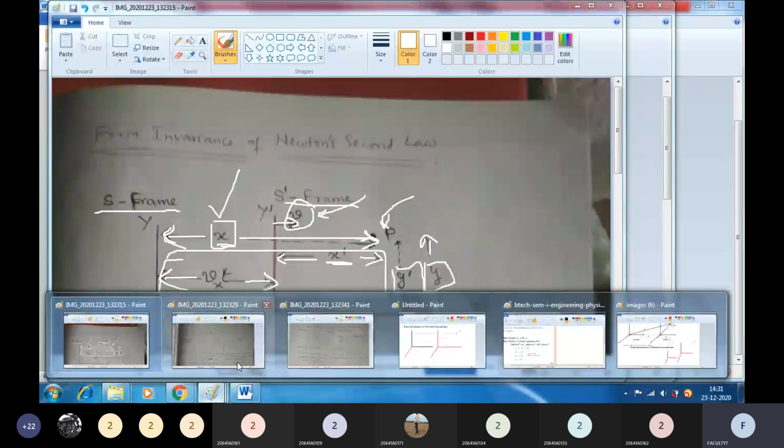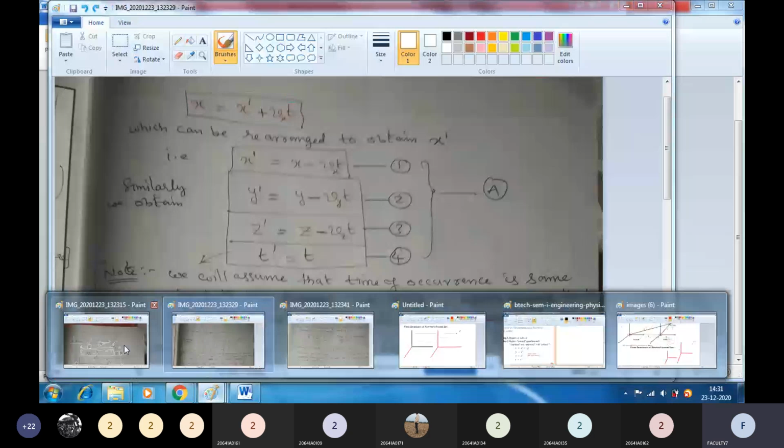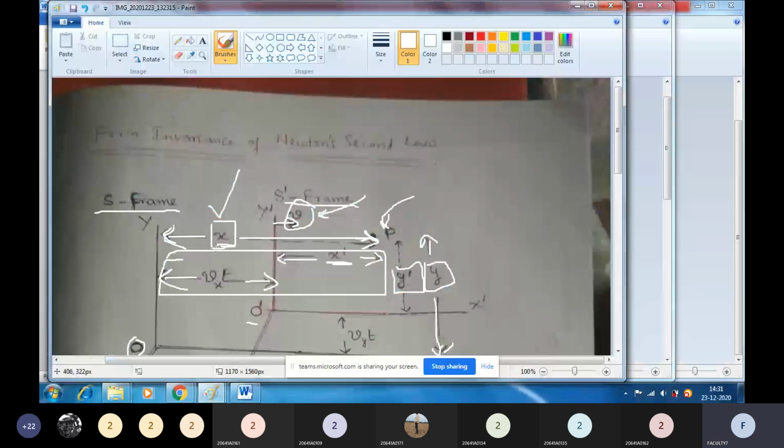Okay, if you consider x here, let me take another color. Now if you take x from the diagram, it is equal to x prime plus vxt. So that is what we got from the diagram. If you want, you can refer back once again. So x equals vxt plus x prime. If you add these two, you are going to get this.